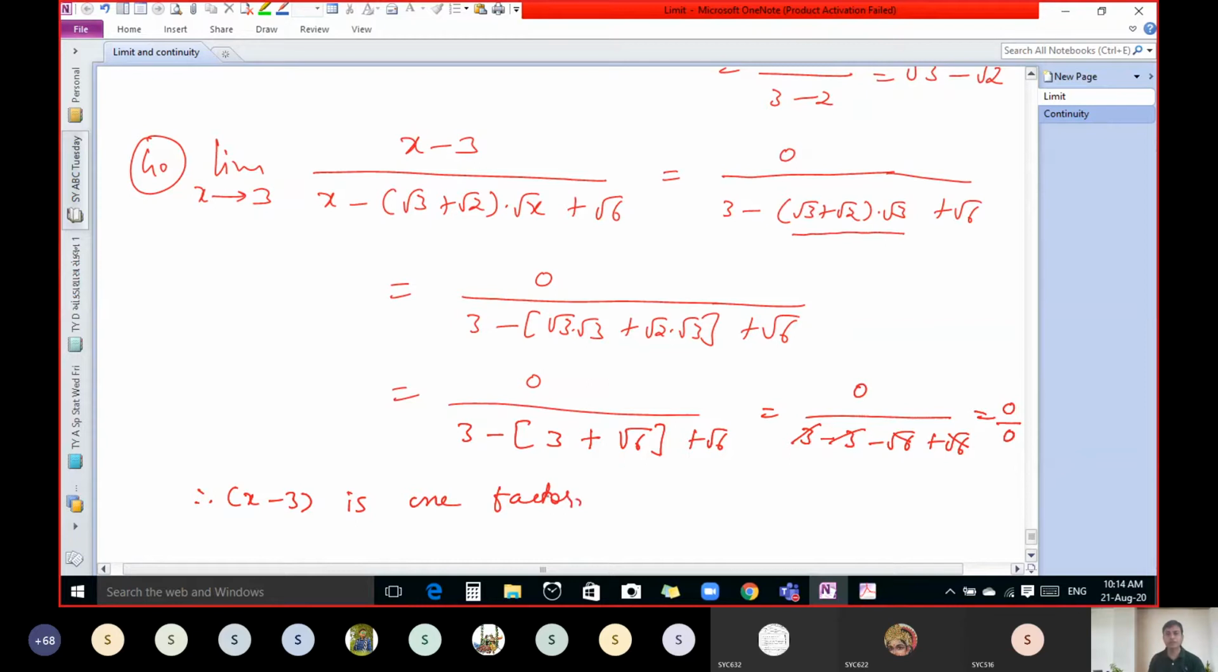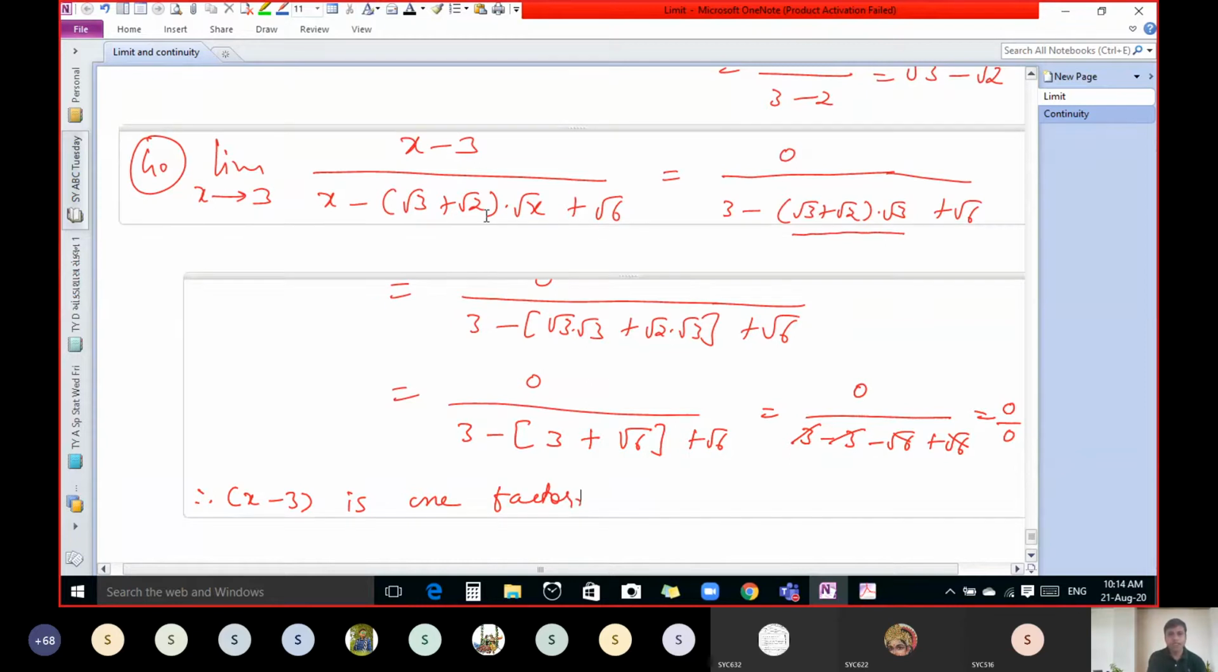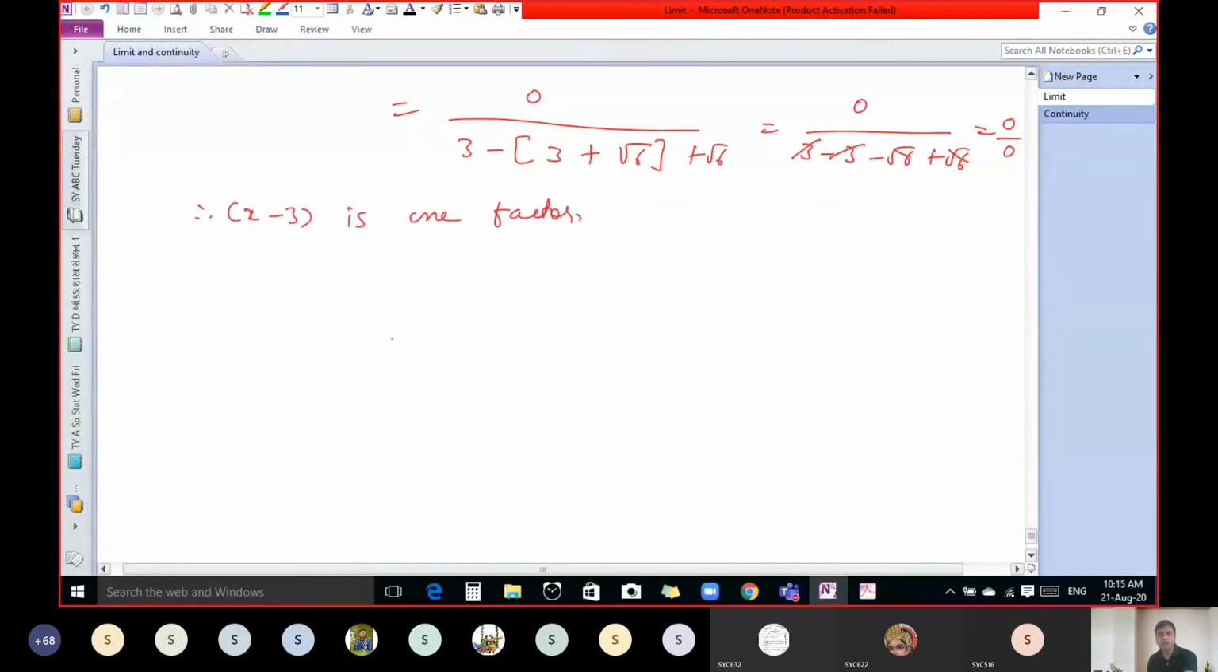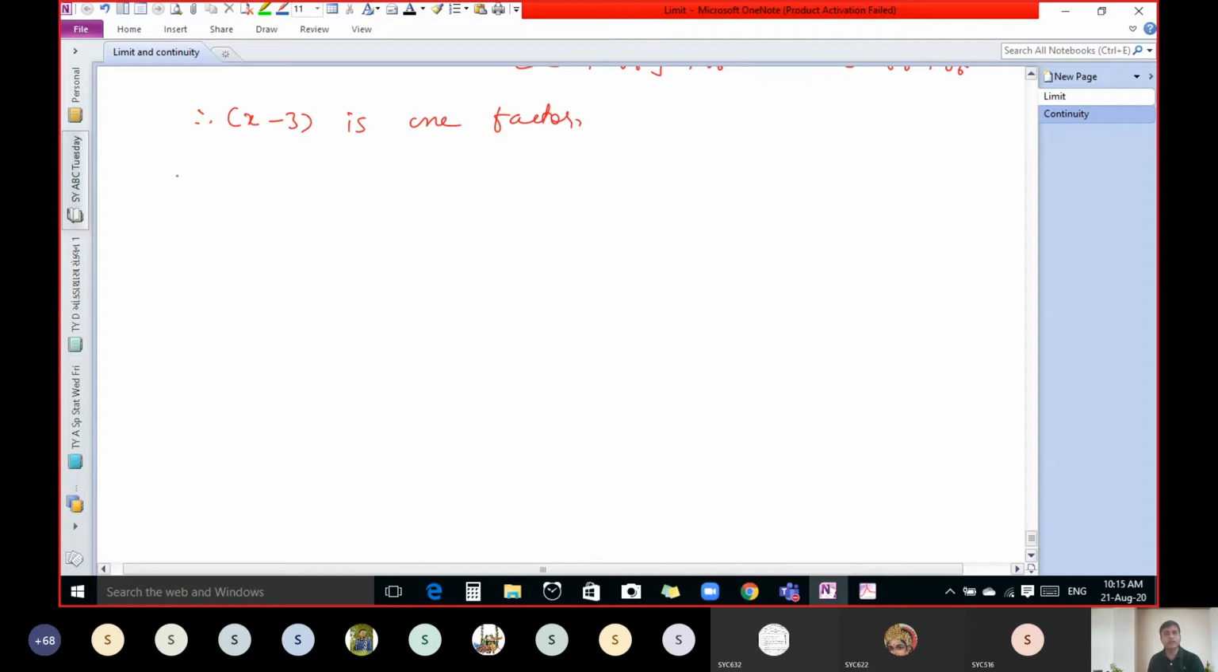Now the question is, see here x minus 3 is already there in numerator, but now we have to factorize so that we get x minus 3. That is not simple for this question. So how to solve this question? See, let us repeat the question. Limit x tends to 3.